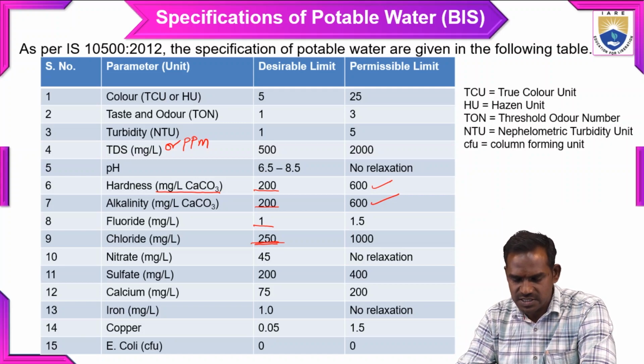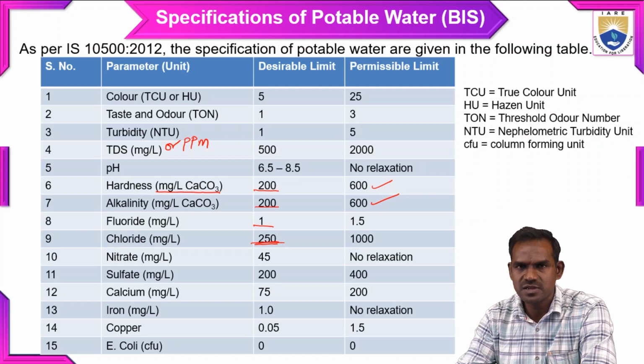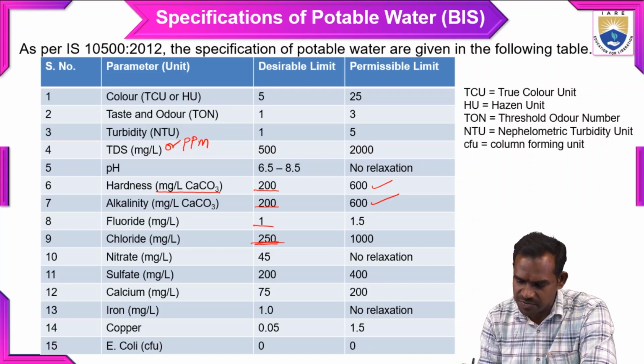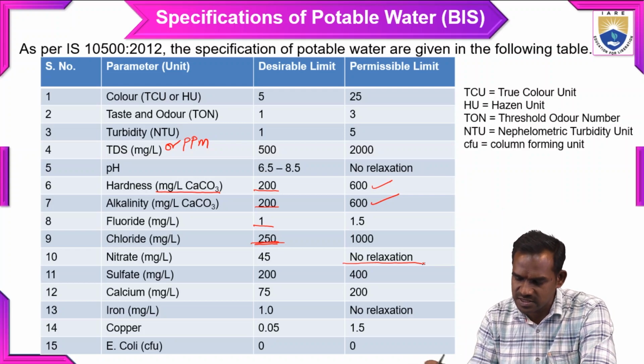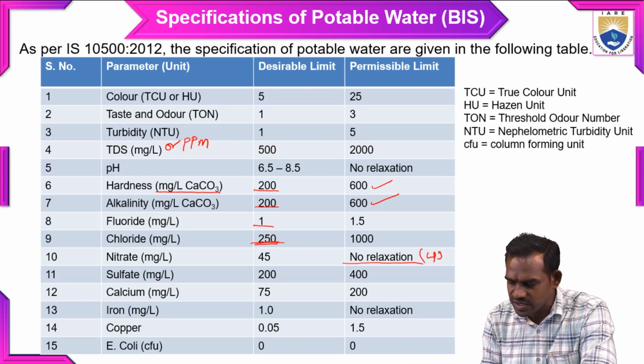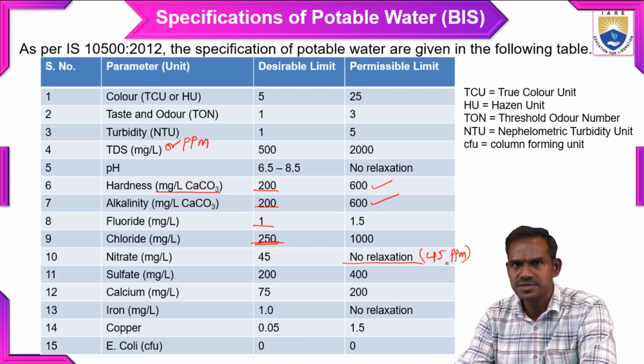The next parameter is nitrate content, which is also measured in units of ppm or milligram per liter. The desirable limit of nitrate is 45 ppm and there is no relaxation for nitrate content. So the permissible limit is also 45 ppm.